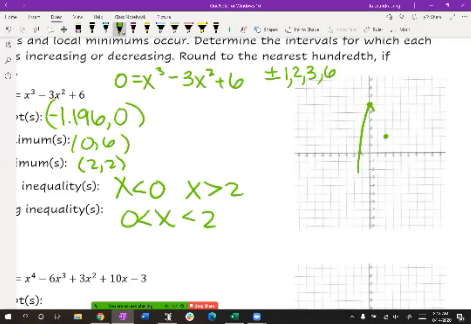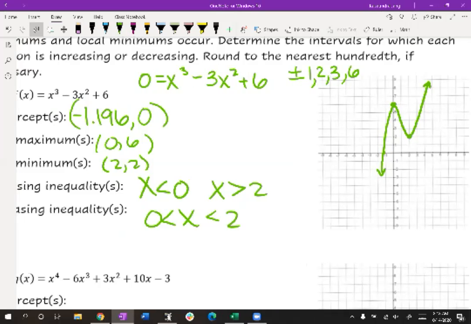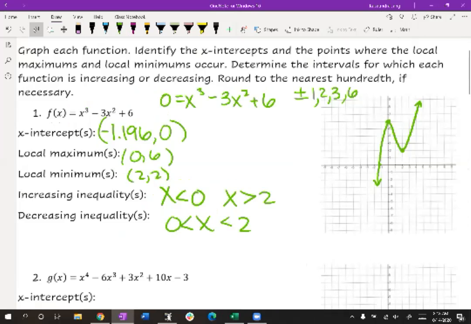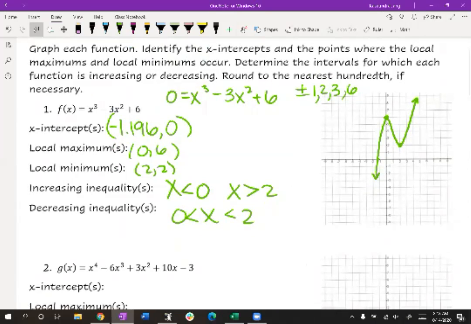Okay, max turns around, hits the minimum, turns around, and is increasing after that. All right, so there's my graph. Any questions? You guys online, I know it's probably tough to see this. Let me know if you guys have any questions. So you guys in the classroom, you guys can do this on your own? You guys at home? How are we doing?